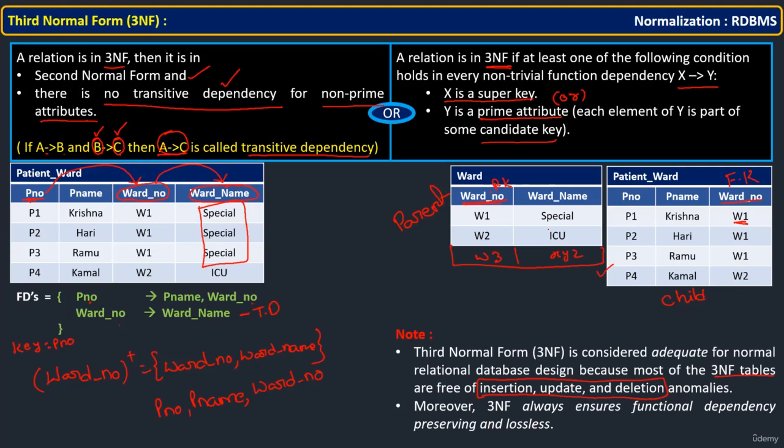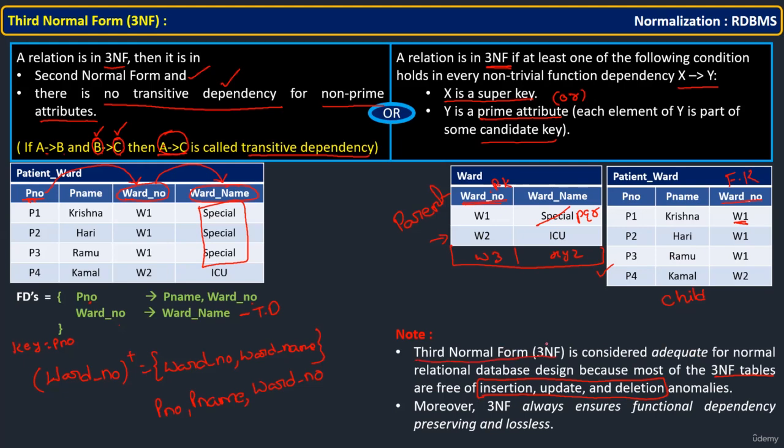Update anomaly. I want to change the special ward name special to some other thing. So I can change just PQR here only. So it is not affecting any other thing. And deletion anomaly. If you want to delete any ward, you just check whether there is any patient here. If it is not there, you can straight away delete that one. So you don't have any anomalies, you don't have any dependency when it is in third normal form. So that is why it is more than enough to go up to third normal form.